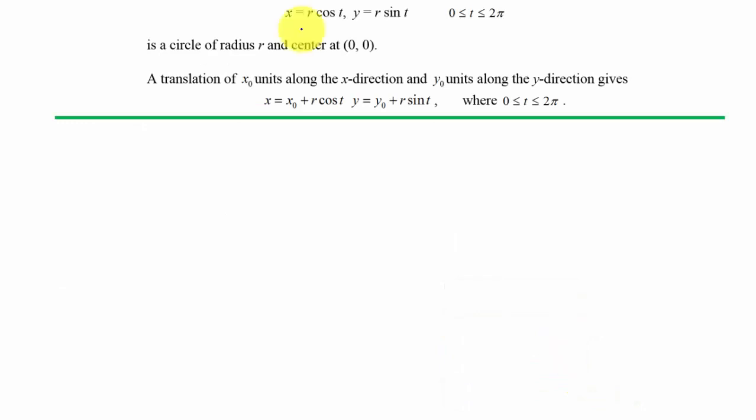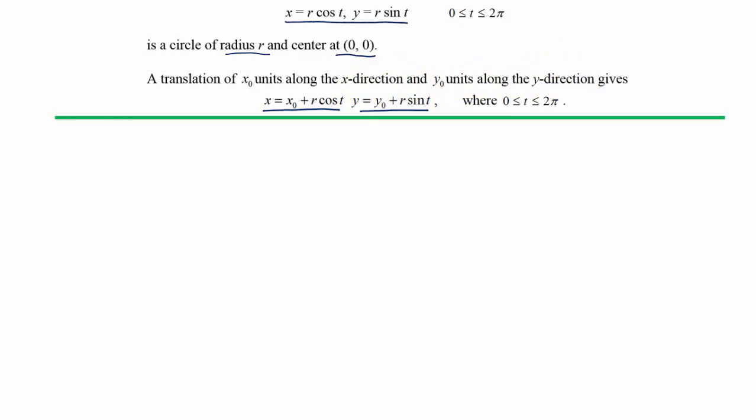For example, we have this set of parametric equations, and this is actually a circle of radius r and center at the origin. If we add a constant x0 to the equation of x, given by this equation, and another constant y0 to the equation of y, given by this equation, we are actually translating the original curve x0 units along the x direction and y0 units along the y direction.